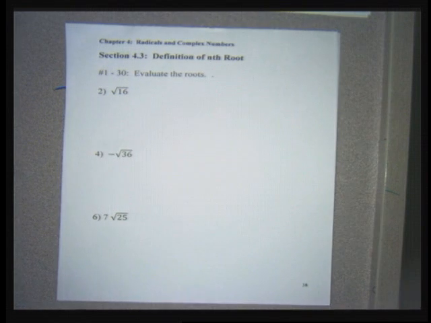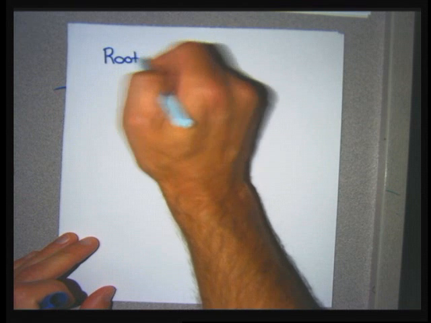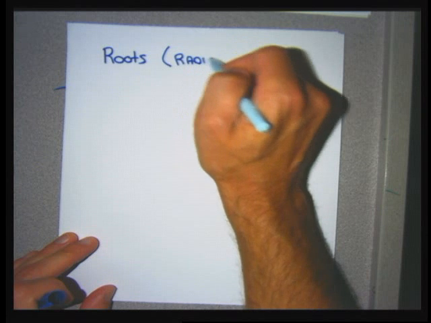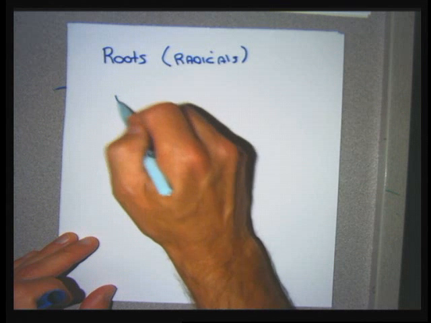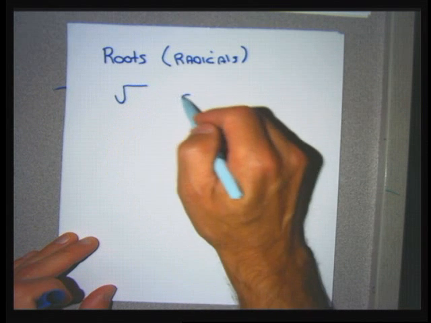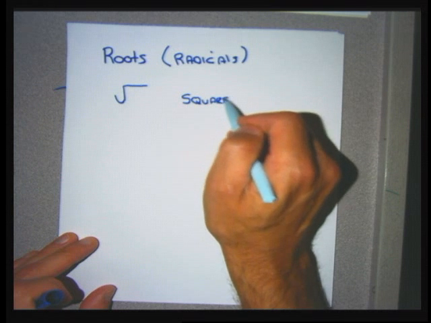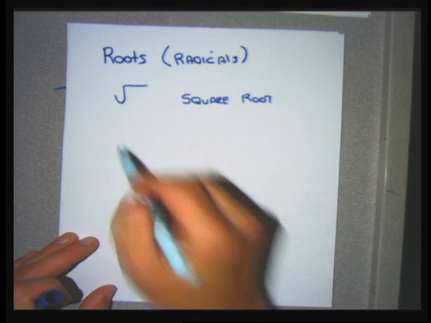I should talk just for a little bit about roots or radicals. I will use the words roots and radicals more or less interchangeably. So we're going to have different symbols. This is, I would call, a square root symbol, hence the name root. Sometimes people call that a radical sign.